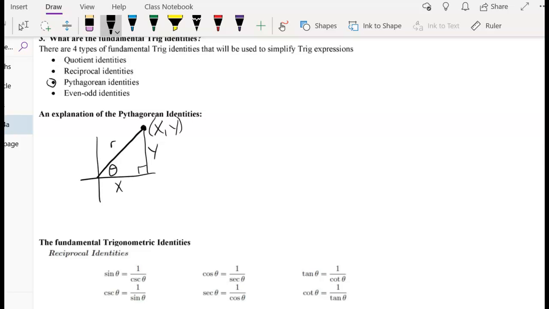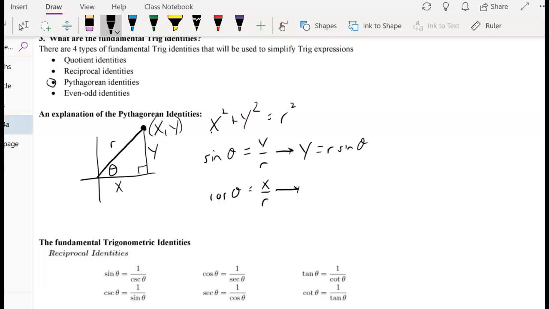The Pythagorean theorem tells us that x squared plus y squared is equal to r squared. Also, the definition of the sine and cosine tells us that the sine of theta, which is opposite over hypotenuse, is y over r, while the cosine of theta, which is adjacent over hypotenuse, is x over r. We can rewrite this by solving for y, which tells us that y equals r sine of theta. And solving for x, we get x equals r cosine of theta.